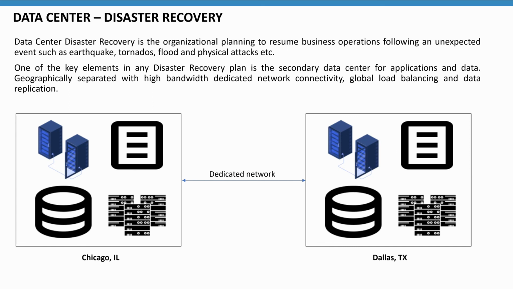Disaster recovery is part of the business continuity planning in organization. If you look at the diagram, I have a data center in Chicago, Illinois, and I have second data center in Dallas, Texas. Both are same. Chicago is a very cold place. If a snowstorm knocks out the Chicago data center, the Dallas data center still serves the business without any interruption. This is called disaster recovery.